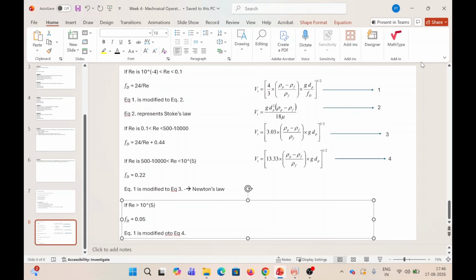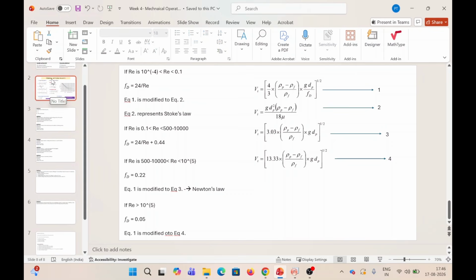So the best option, as far as I'm concerned, my personal opinion, is to remember equation 1 and to remember all the conditions. Based on the condition, you substitute the value of fd and then do the mathematics and deduce the respective equation from equation 1. That would lower the burden to memorize many equations. So that is my personal opinion. It's up to you, it's your choice.